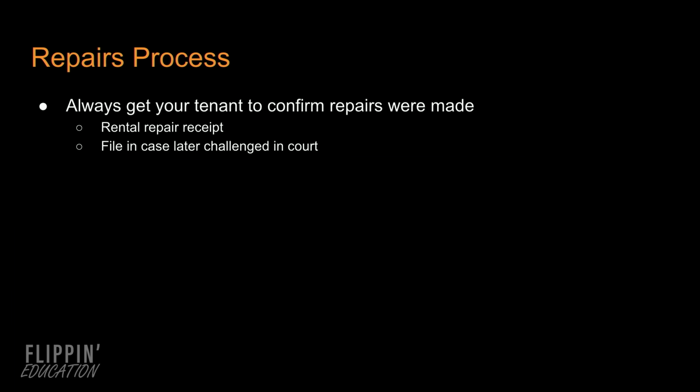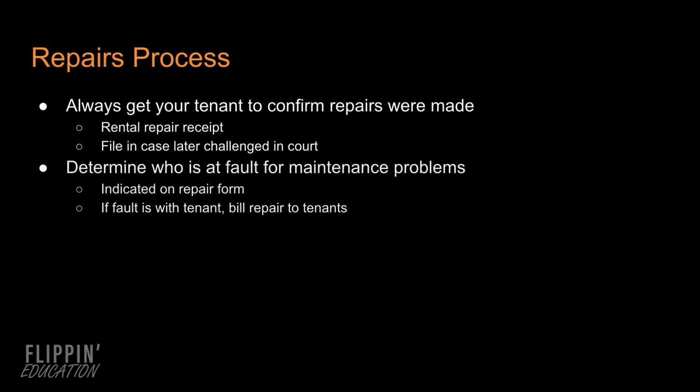Now, once you're in the property, let's talk about the repairs process. Always get your tenant to confirm the repairs were made, and you want to do that in writing so that you have a paper trail if there's ever any dispute. You want to keep a rental repair receipt and file it in case it's later challenged in court. You're also going to want to determine who is at fault for maintenance problems. That should be indicated on your repair form. If the fault is with the tenant, bill your tenant for those repairs.